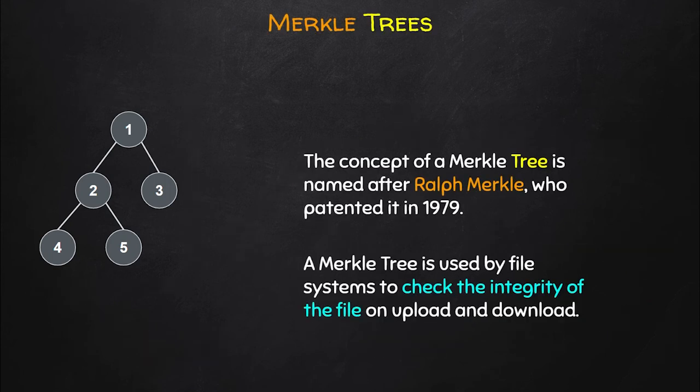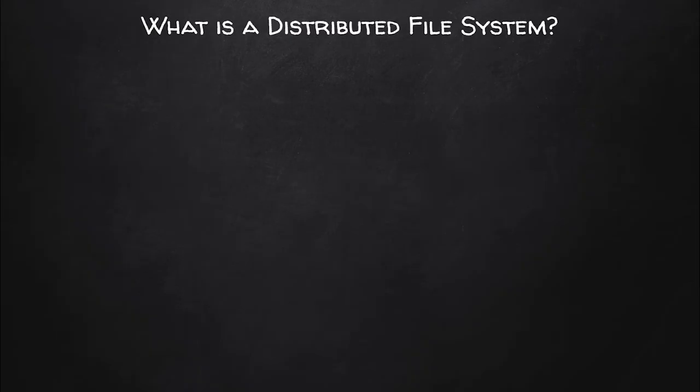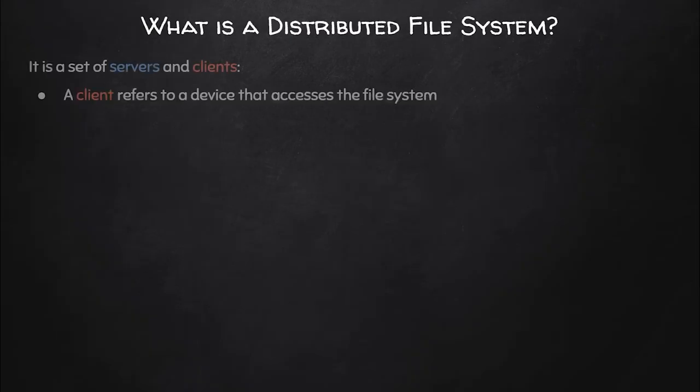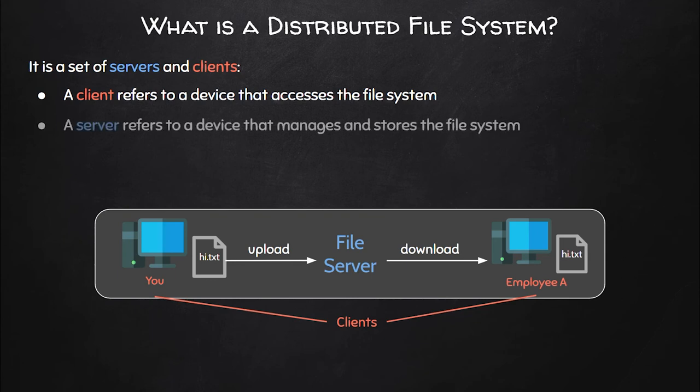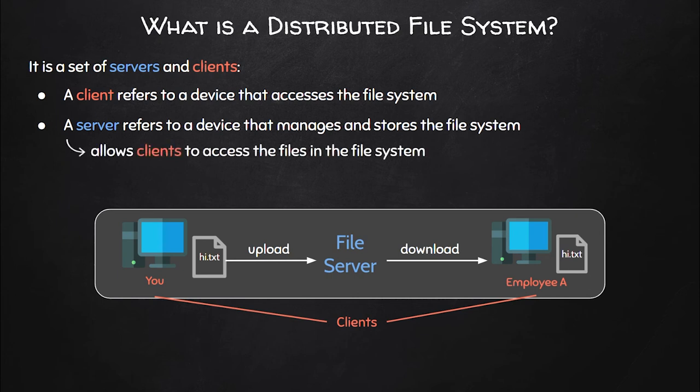Merkle trees are used by distributed file systems to check the integrity of the file upon upload and download. Distributed file systems are a set of clients and servers. A client refers to a device that accesses the file system. An example of a client would be those individual computers distributed to employees of a company. A server refers to a device that manages and stores files, allowing clients to access files in the file system to upload or download files.